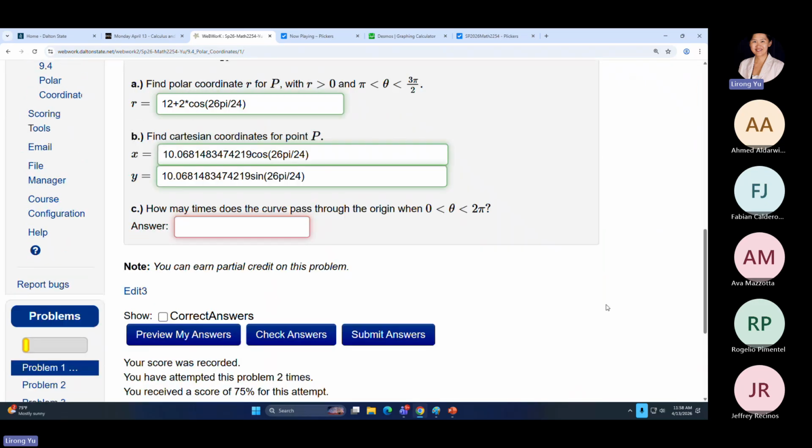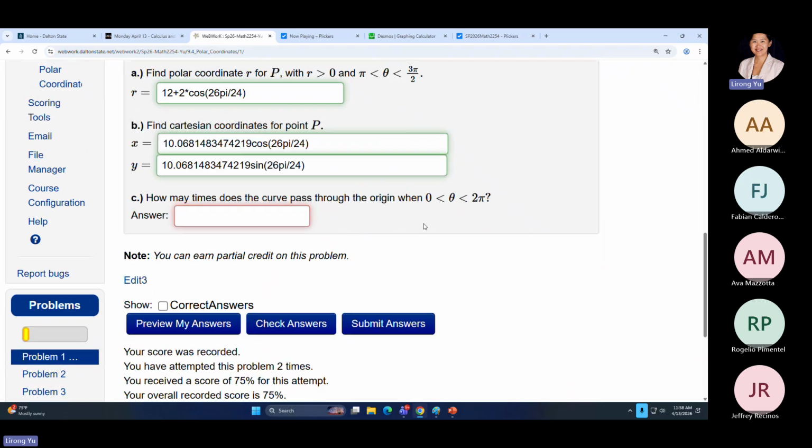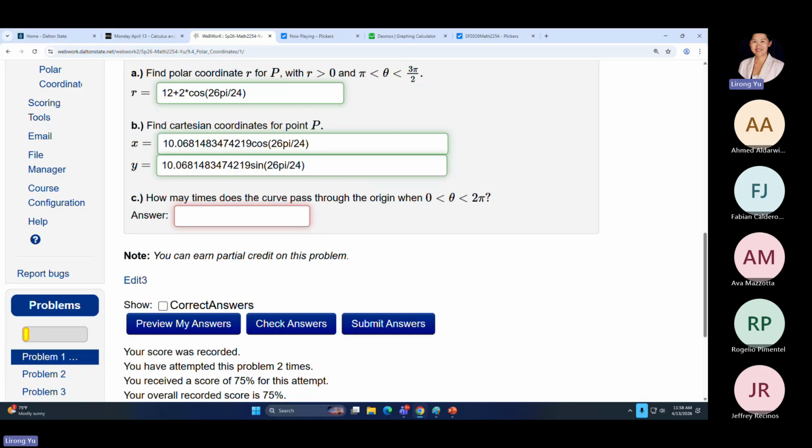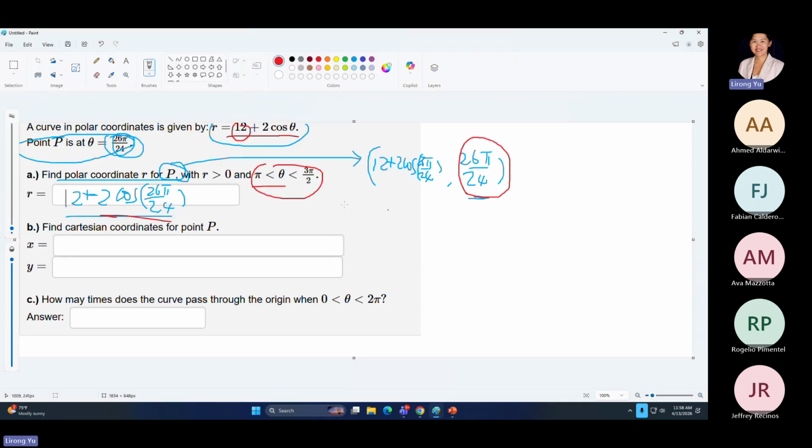Okay, the question says how many times does the curve pass through the origin? We mentioned the shape of the picture. There's a 12. I don't think the picture passes the origin at all. For example, if the picture passes the origin, you have to have radius equal to 0. So can we ever make it 0? It's 12 plus 2 cosine theta. That is the r, right?